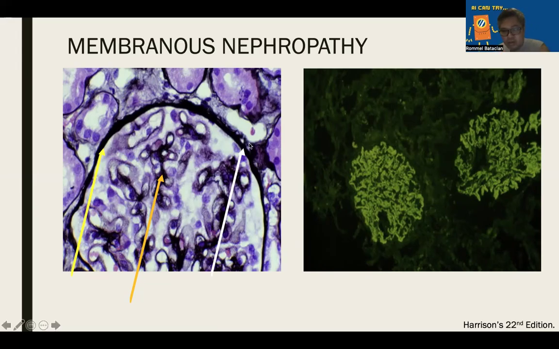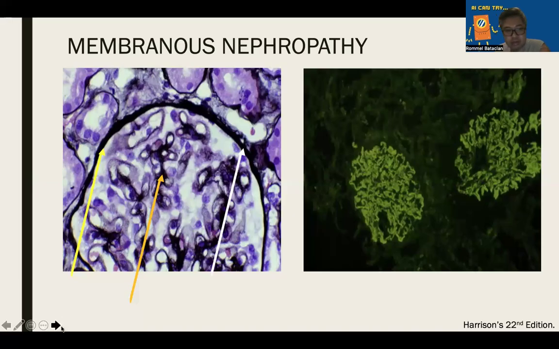Ito yung immunofluorescence, as you can see, there is a particular area na nag-glow siya. So ibig sabihin the antibody bound to that area. So this is an IgG. And then depending ngayon dun sa intensity ng staining, you can also describe the immunofluorescence finding. So for membranous nephropathy, it's a granular immunoglobulin G that goes particularly to the capillary walls ng glomeruli.